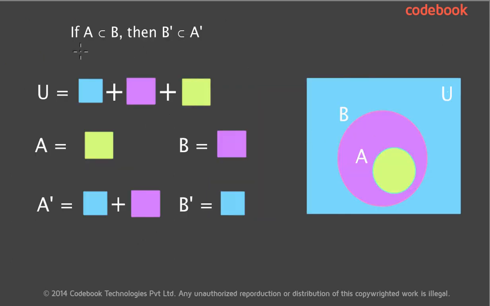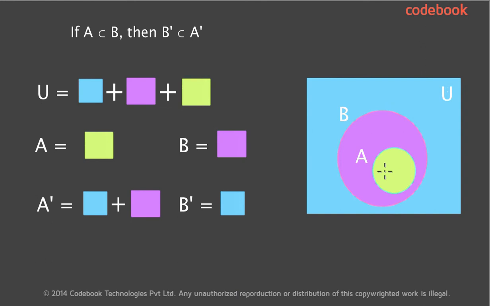Next, let's look at this property. If A is a subset of B, then B complement is a subset of A complement. Let's look at the Venn diagram. Here you have the set A in green and the set B in purple. The universal set is the blue area plus the purple area plus the green area, because it has all three areas. A is your green area and B is your purple area.